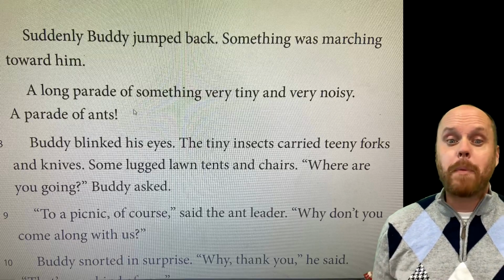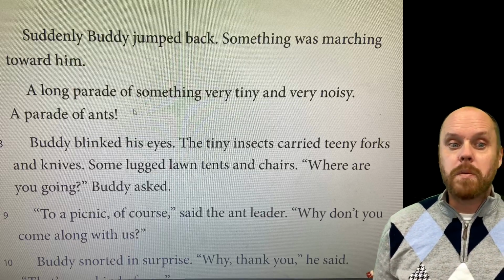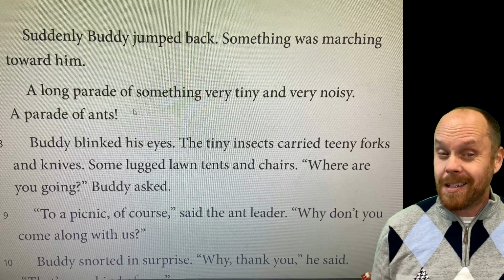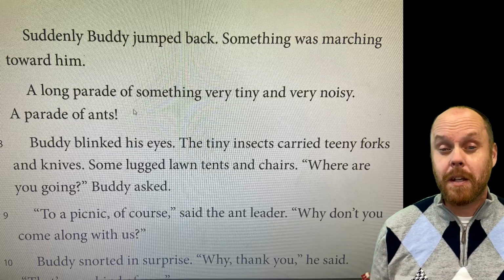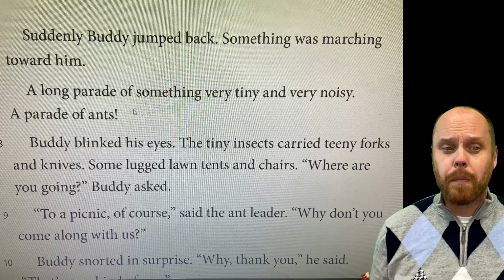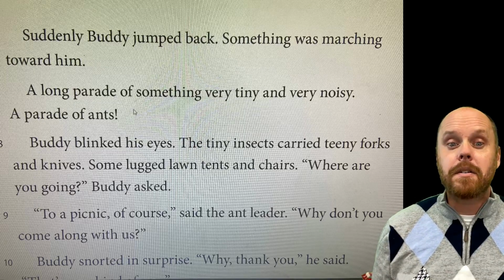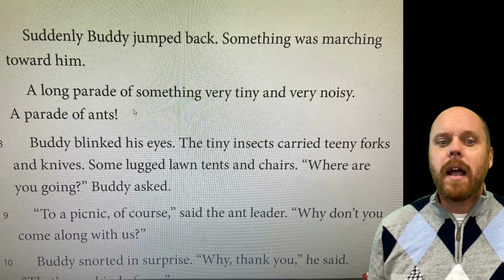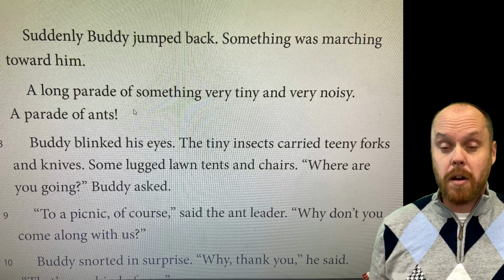Suddenly, Buddy jumped back. Something was marching toward him. A long parade of something very tiny and very noisy. A parade of ants. Buddy blinked his eyes. The tiny insects carried teeny forks and knives. Some lugged lawn tents and chairs.